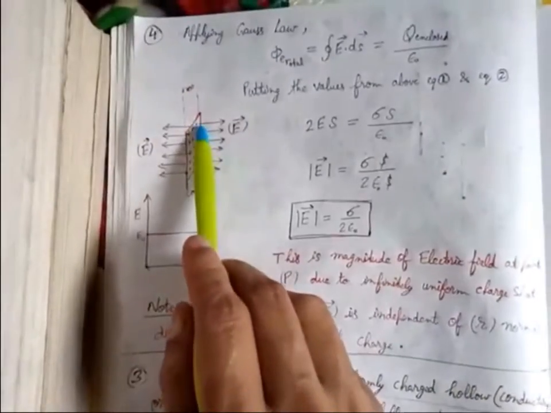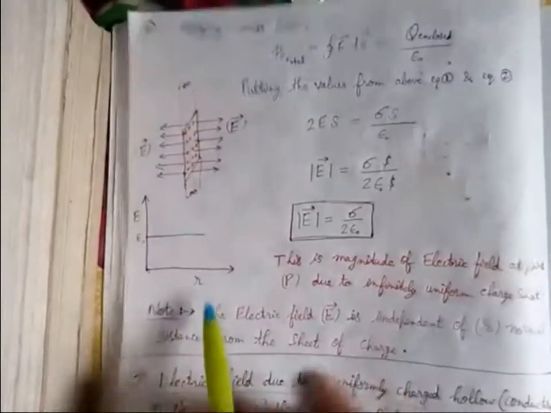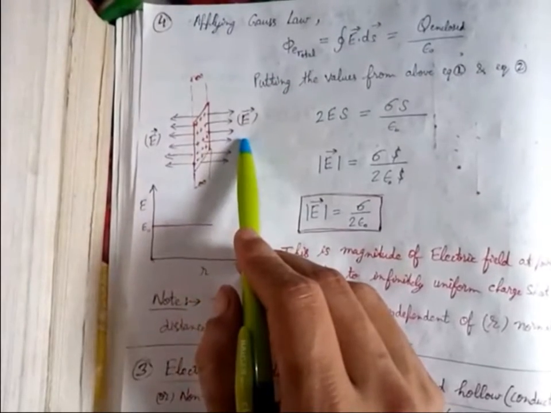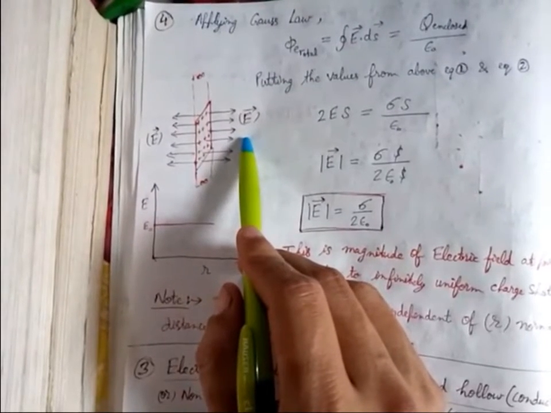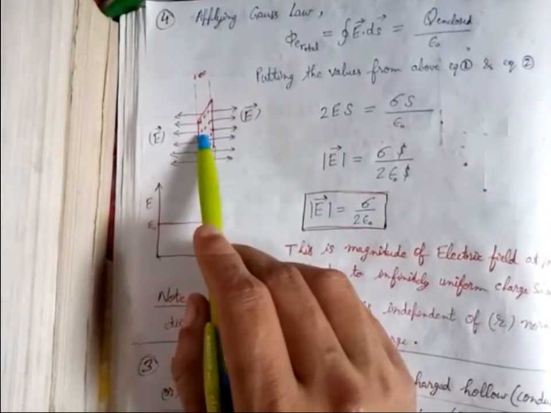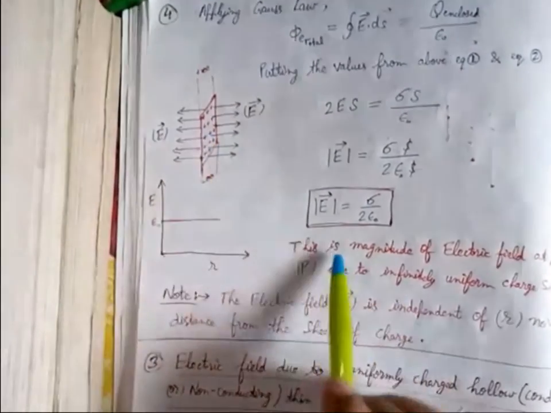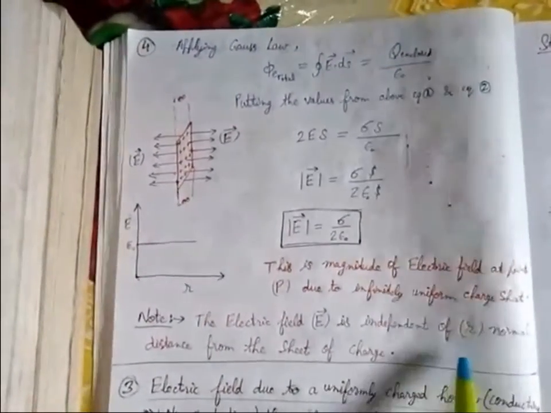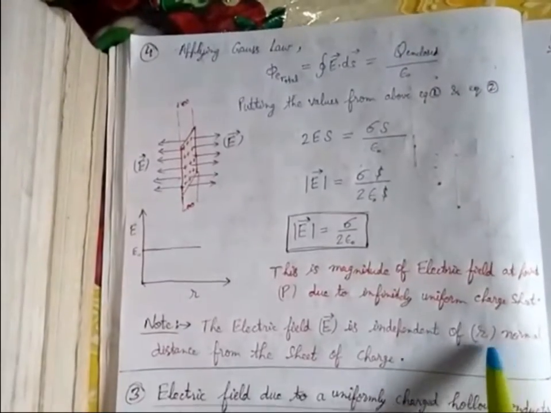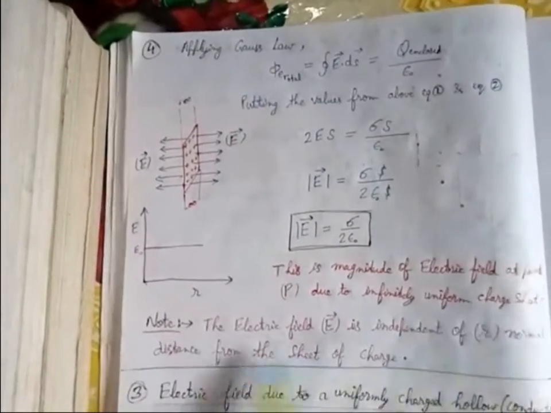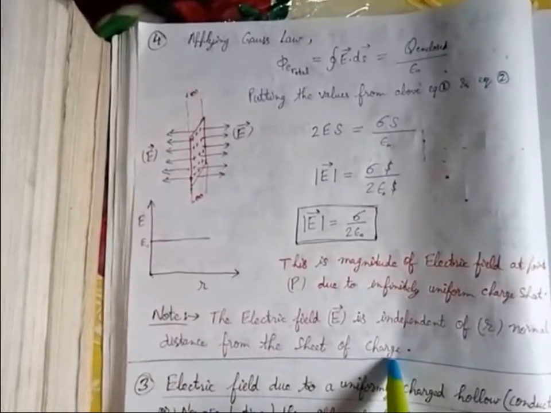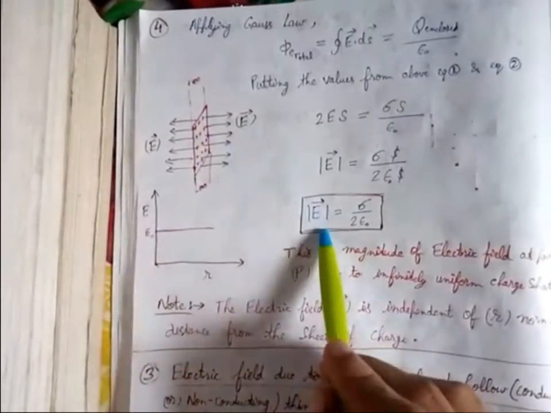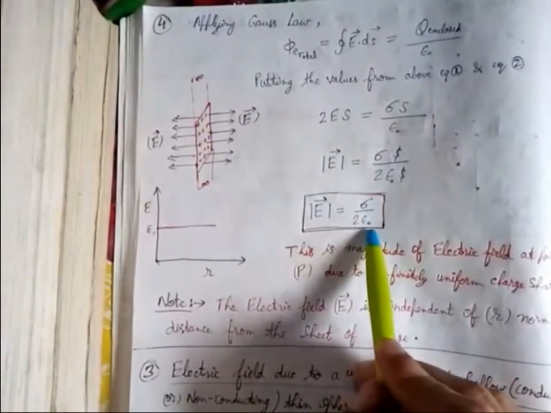And this is the electric field which is not dependent upon the distance of the point from the sheet. It means this electric field is a constant quantity. This electric field is independent of the r, that is the normal distance from the sheet of charge. It means whatever point we are taking, the electric field will remain equal to sigma by 2 epsilon naught.